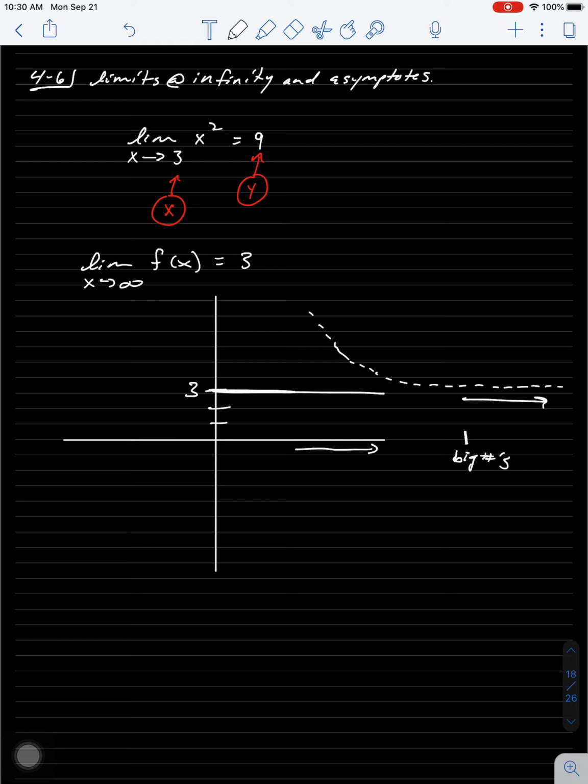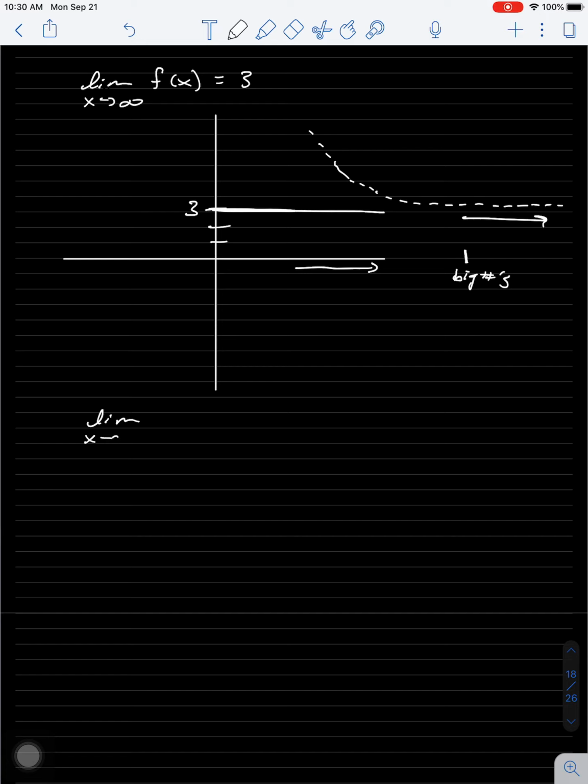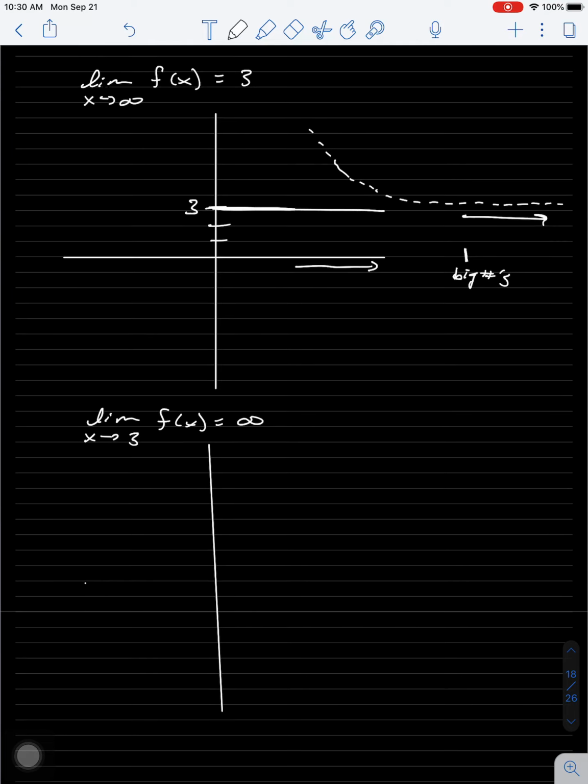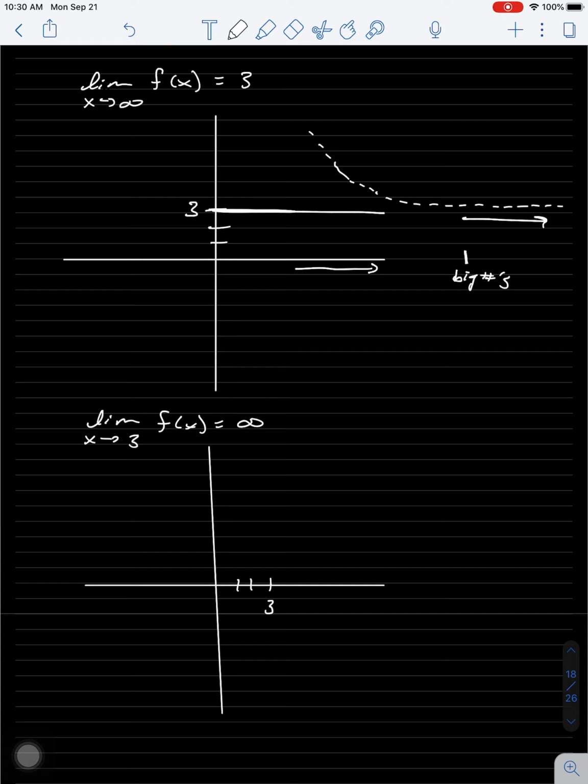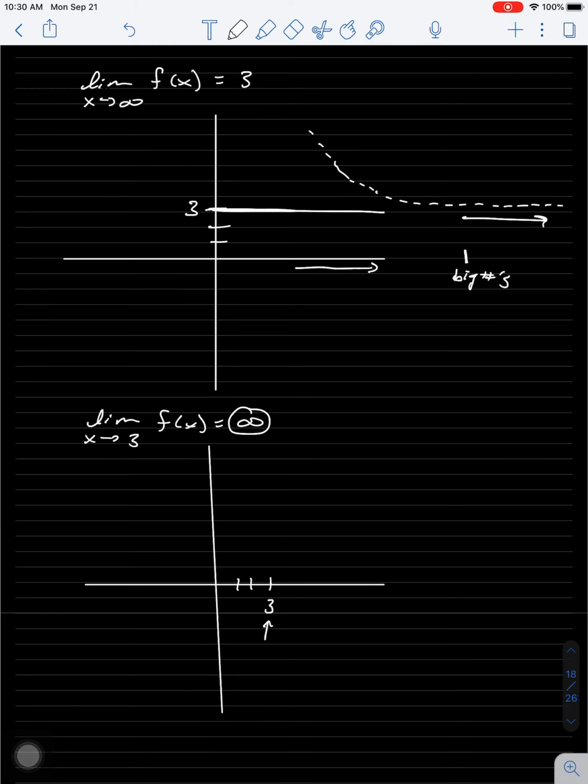Okay, now contrast that. Let me flip this phrase and say the limit as x goes to 3 of the function is infinity. So that actually means something very different. Now I'm going to the x-axis to find 3 here, and as my function gets close to this number, it goes up to a y value of infinity, so it's going up like this. Okay, that's what my function's doing. All right, so that's really important to keep clear in your brain.